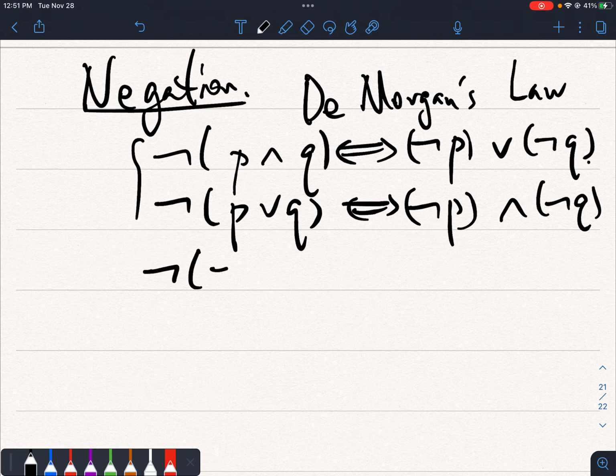Also, if you take not of not P, then this is clearly logically equivalent to P, because not is itself, right? True becomes false and then becomes true, and false becomes true and then becomes false. So this is double negation.